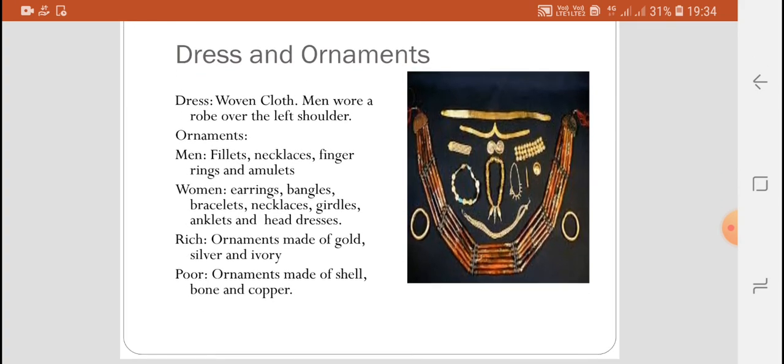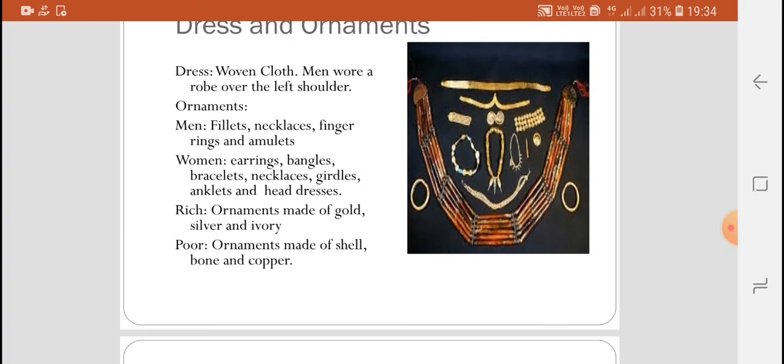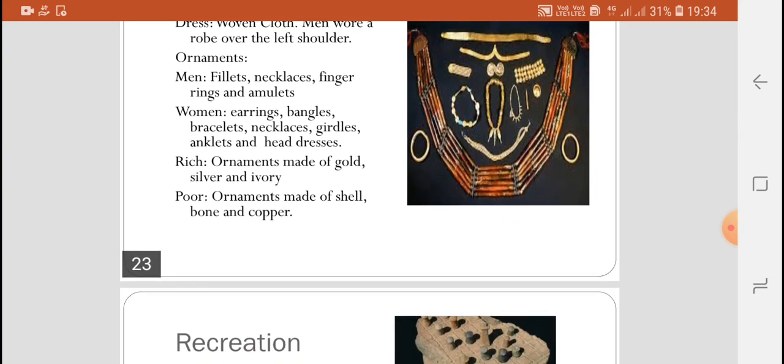The dress was an important part. They wore woven cloth, and men wore a robe over the left shoulder. Ornaments which men wore were fillets, necklaces, finger rings and amulets, as you can see in the picture beside. Women wore earrings, bangles, bracelets, necklaces, girdles, anklets, and headdresses. The rich could afford gold, silver, and ivory ornaments, and the poor wore ornaments made of shell, bone, and copper. Very beautiful ornaments you can see in the picture itself.